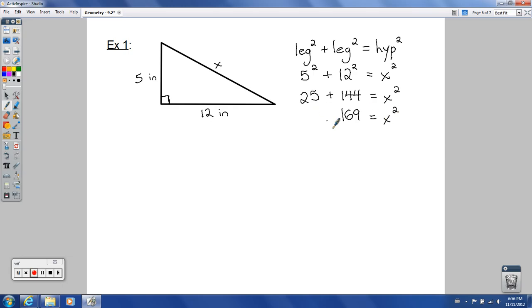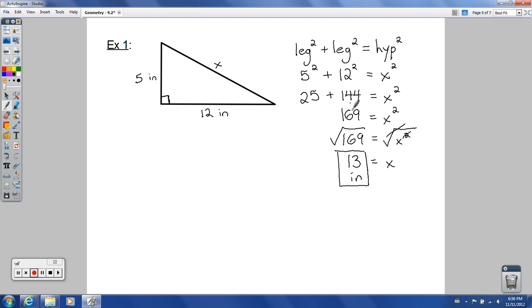You take the square root of both sides, and you end up getting, what's the square root of 169? If you say 13, you're exactly right. So this squared and square root cancel. You go up to 13 equals x. Now this is 13 what? This is 13 inches. Don't forget to include those units for me.